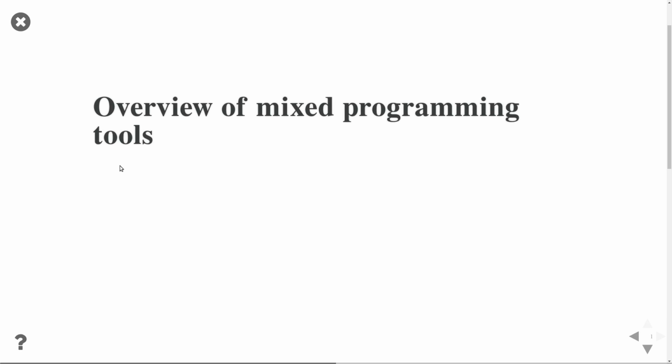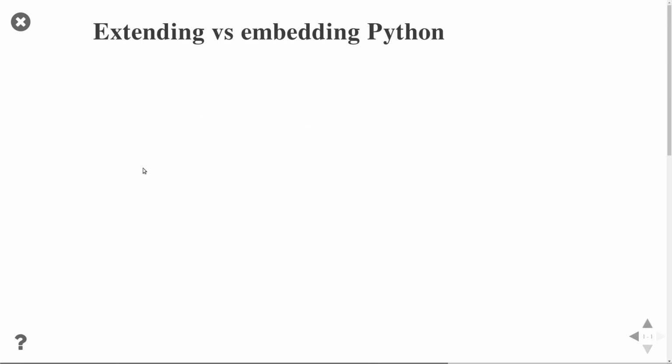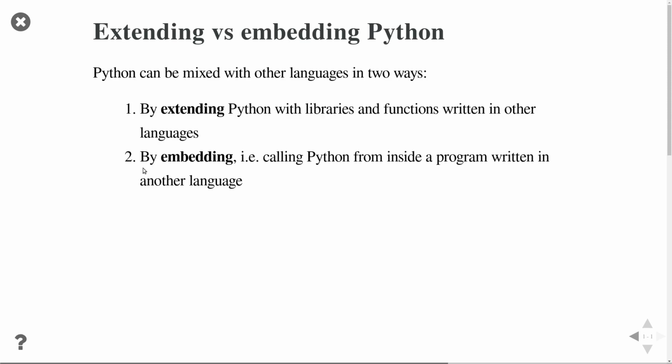Okay, so if we want to mix different programming languages, there are different tools that we have available. Essentially, there are two strategies. We can either extend Python or we can embed Python. By extending Python, I mean that we have a Python program and we use libraries or functions written in another language. Maybe you have a C library and you want to make use of functions of that library inside your Python code.